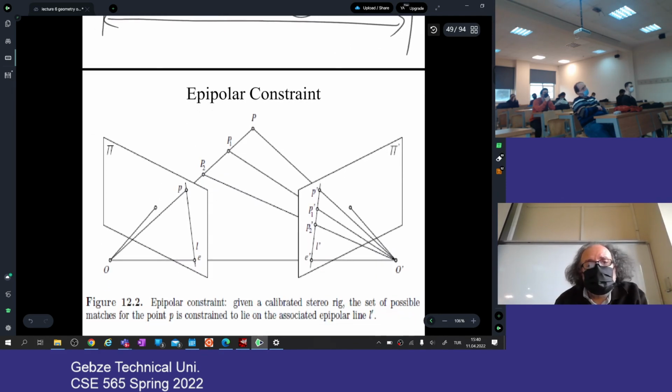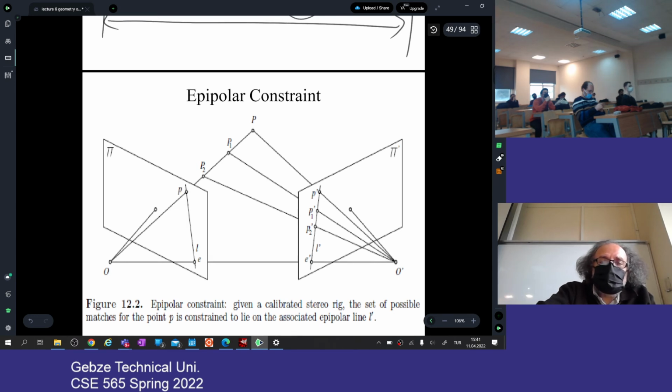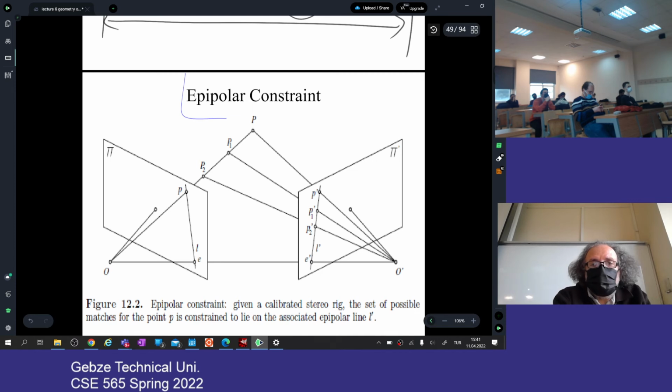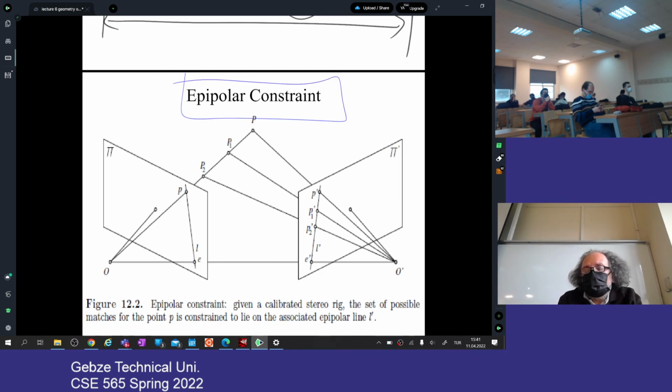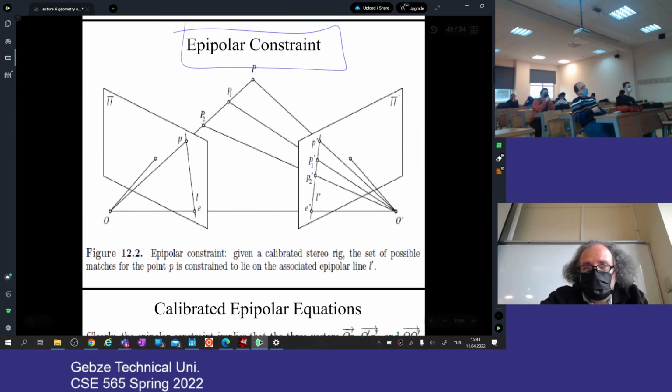So the epipolar constraint says that for this point P, find the conjugated epipolar line on the other image and make a search on that image. That's called the epipolar constraint, and that makes our life in stereo depth estimation a lot easier when you do the search. Any questions up to now?